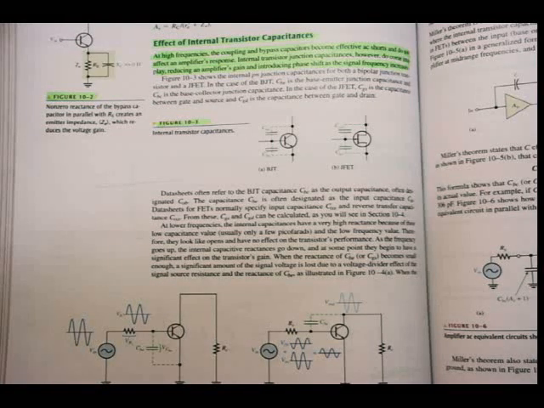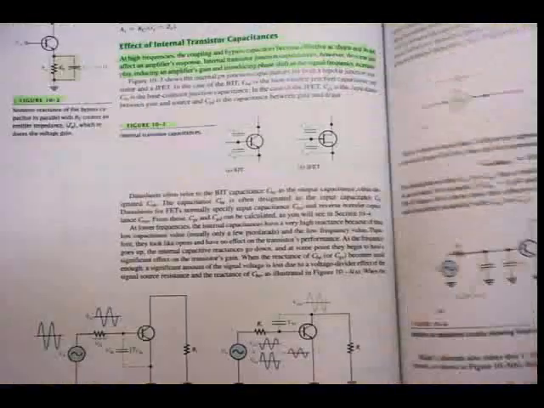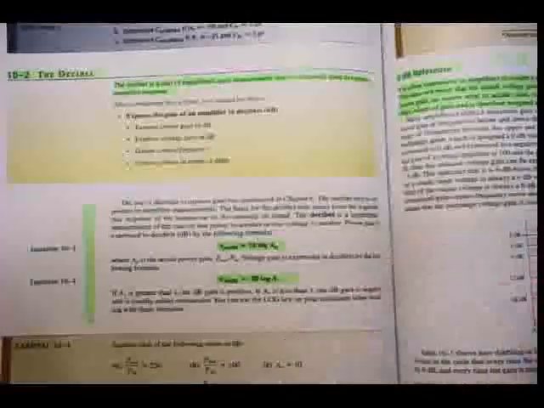Now we have been introduced that the coupling and bypass capacitors are influential at low frequencies. We will have a look at the frequency response curve now, and the internal transistor capacitances at high frequencies. The next sections we aren't going to have a look at. Miller's theorem we're not going to discuss, so we carry on to the introduction to the decibel.